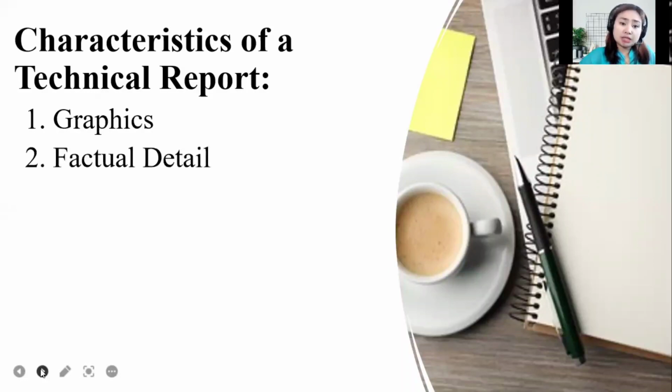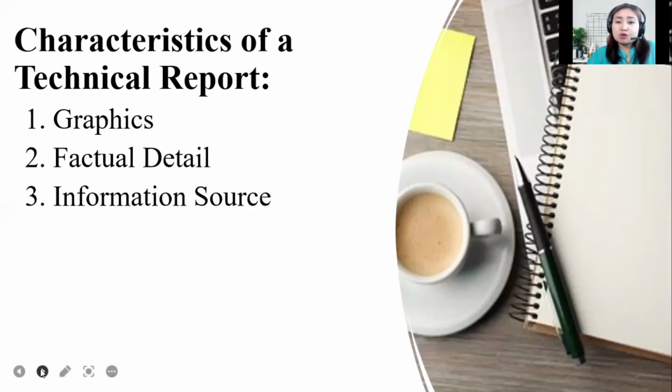Okay, so we have factual details. What you are writing there should be based on facts. You are not writing something that includes your opinion. A technical report is factual in nature. So all the facts that you need to put into it, you have to write there. Okay, next we have information source. If you're a writer of that technical report, you have to consider where you got that information. It's very important. Actually, as we go along, we will discuss how to cite sources properly. It's very important to do so.